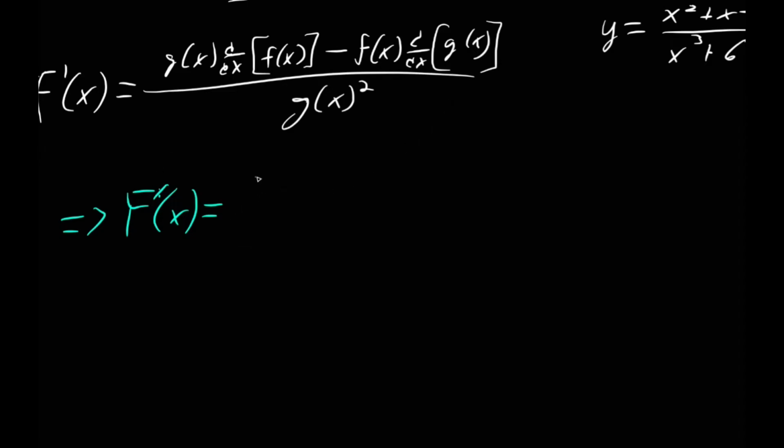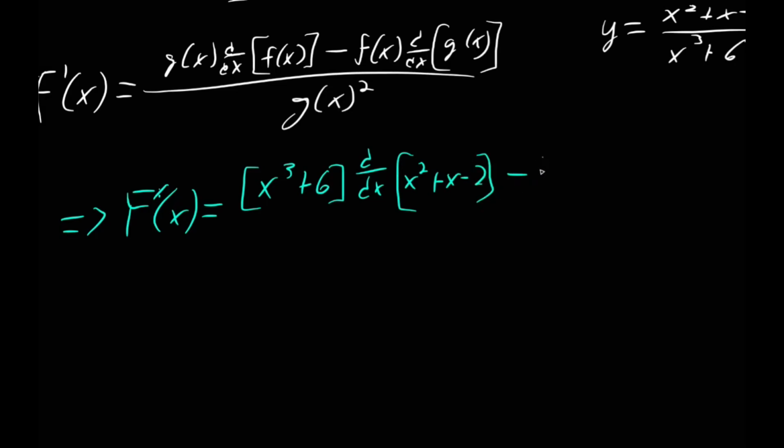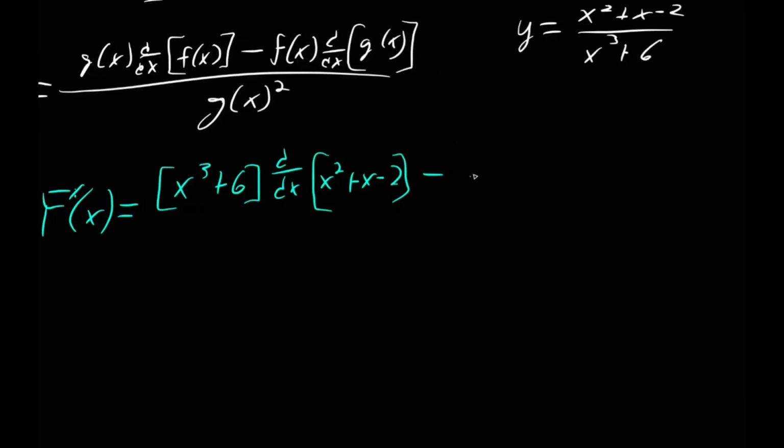We have g of x is x cubed plus 6. Let's put that in our brackets: x cubed plus 6 times the derivative of x squared plus x minus 2, minus, and like I said, remember this is fairly long. It's sort of difficult to keep track of, but if you can do it, it's very helpful. Times, in our brackets, we have x squared plus x minus 2 times the derivative of x cubed plus 6.